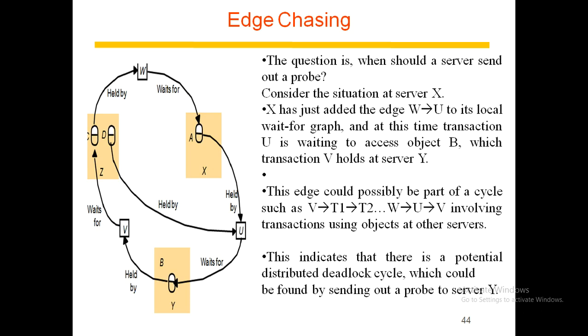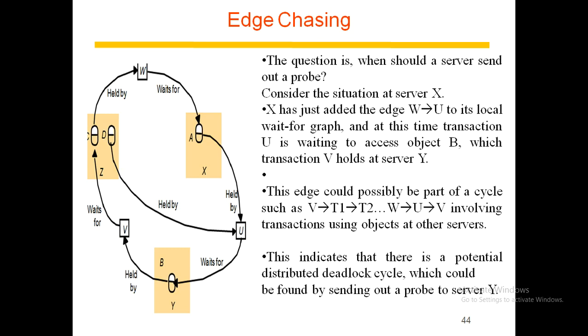Consider the situation at server X in the figure. This server has just added an edge W to U to its local wait-for graph, and at this time transaction U is waiting to access object B, which transaction V holds at server Y. This edge could possibly be part of a cycle V to T1, T1 to T2, and so on to W, on to U to V, involving a transaction using an object at another server.